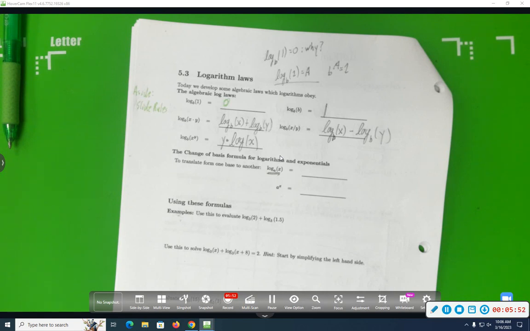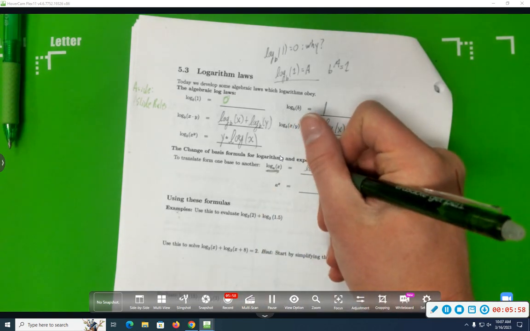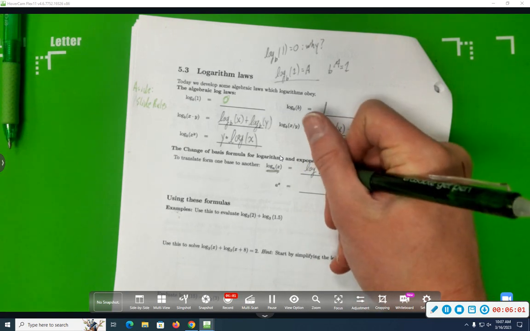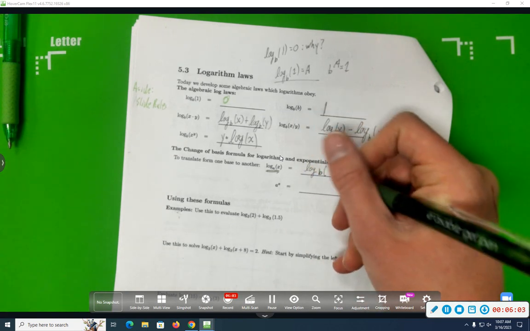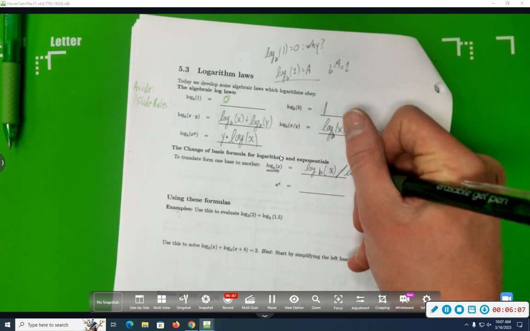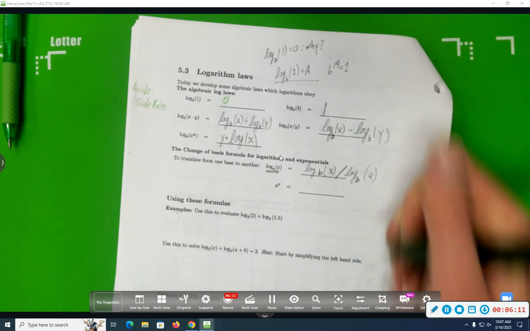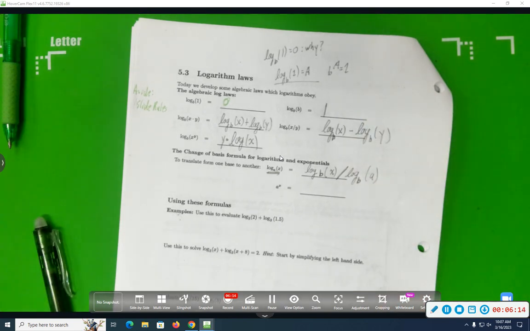So if you want to use some other base, you can by using the following fact. Log base A of x will be the log, your favorite base you want to work in, of x, divided by log the base you would like to work in of A. And I think I'm going to take a moment and put those rules up here.